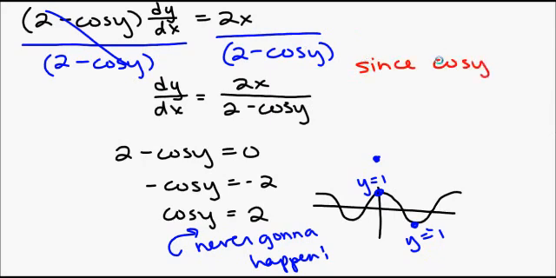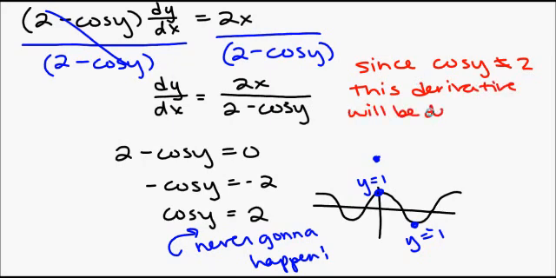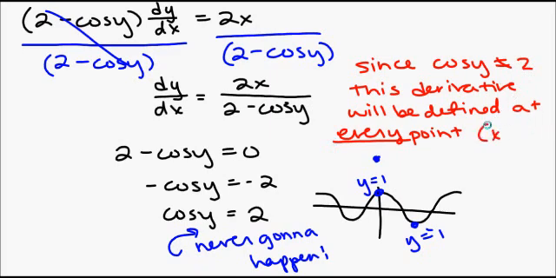since cosine y is not equal to 2, ever, this derivative will be defined at every point x, y.